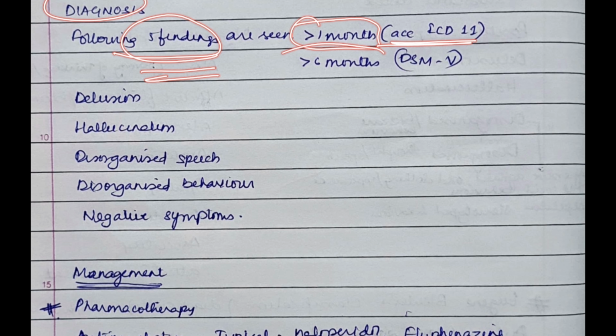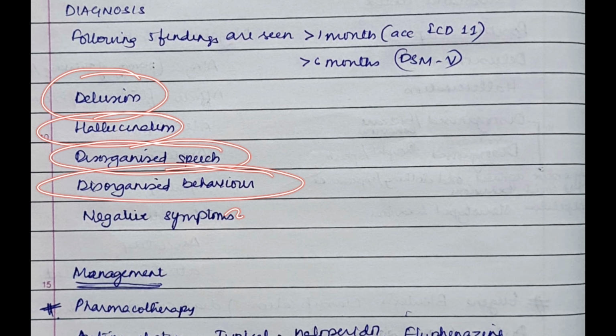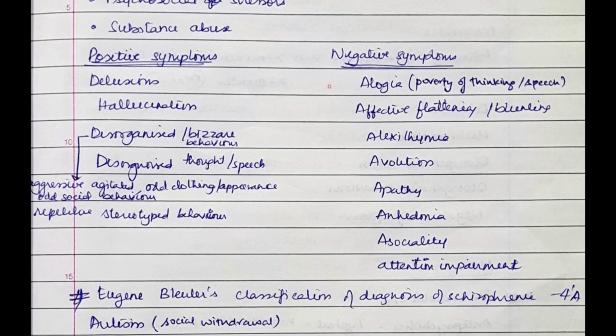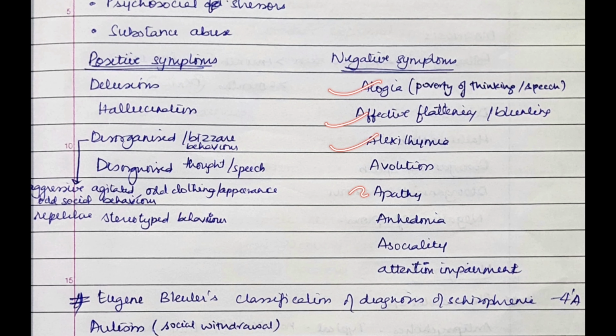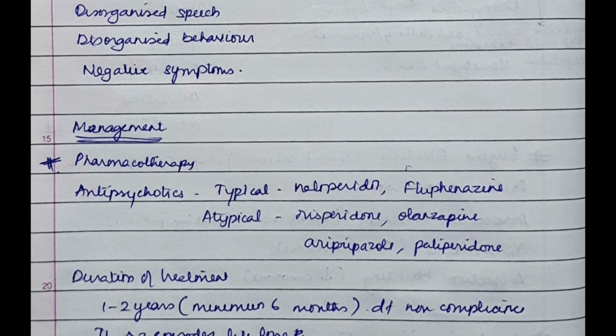So now for diagnosis, the following 5 findings are seen for more than 1 month according to ICD 11, and for more than 6 months according to DSM 5. So we'll take it as more than 6 months for writing an exam. So what are these 5 findings? These are delusion, hallucination, disorganized speech, disorganized behavior, and negative symptoms. Negative symptoms mean alogia, affective flattening, alexithymia, avolition, apathy, anhedonia. So this is how you diagnose.